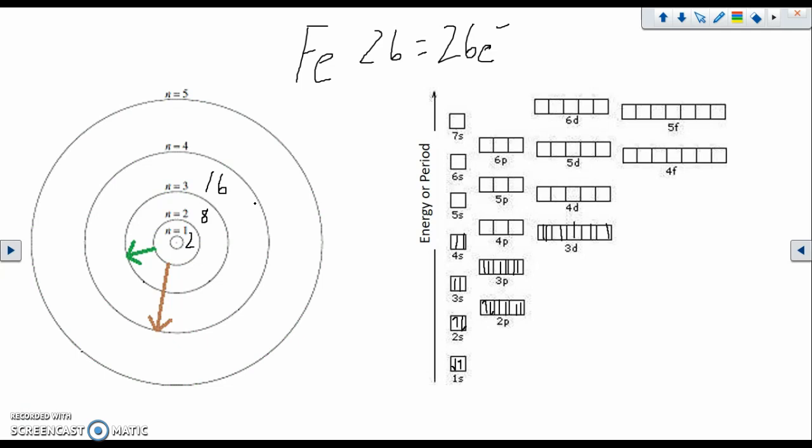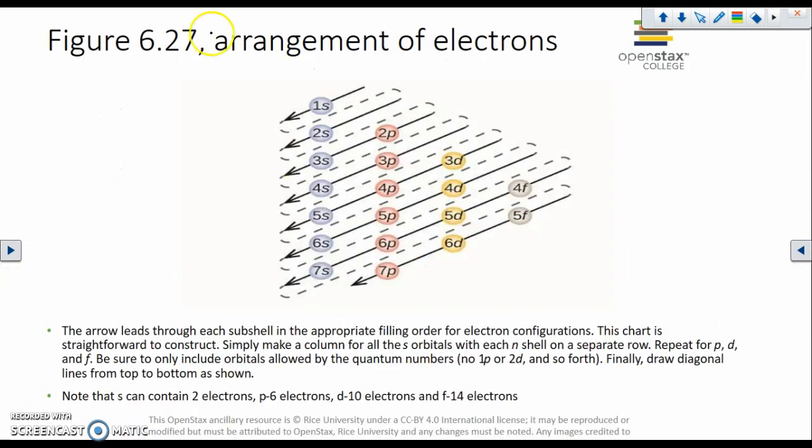Now, the other way that you can do this electron configuration, folks, is by using this technique here. 1s2, 2s2, 2p. And again, please remember, this is a diagonal slash here. So you go 1s, then 2s, then 2p, 3s, then 3p, then 4s, then 3d, then 4p. Follow the arrows. And the most important thing that you have to remember is that all s's can contain 2, all p's can contain 6, all d's can contain 10, and all f's can contain 14.